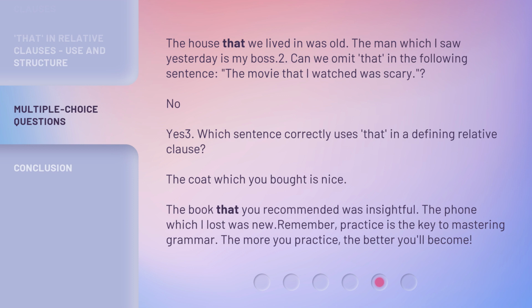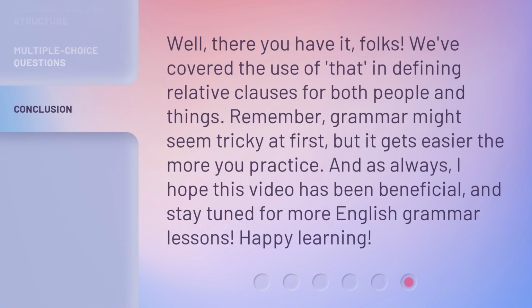Remember, practice is the key to mastering grammar. The more you practice, the better you'll become. Well, there you have it, folks. We've covered the use of that in defining relative clauses for both people and things. Remember, grammar might seem tricky at first, but it gets easier the more you practice.